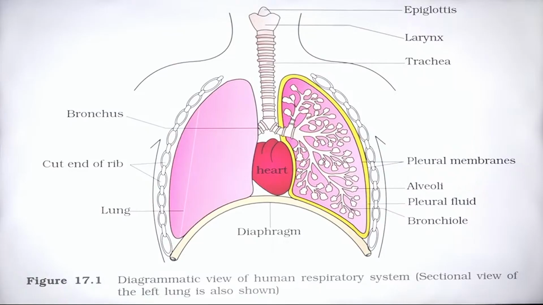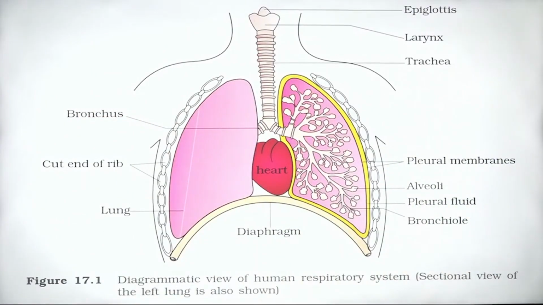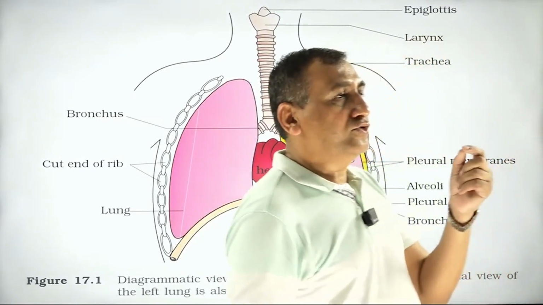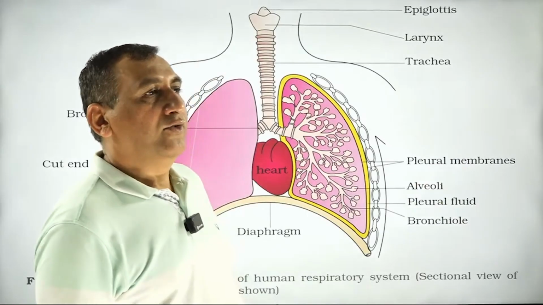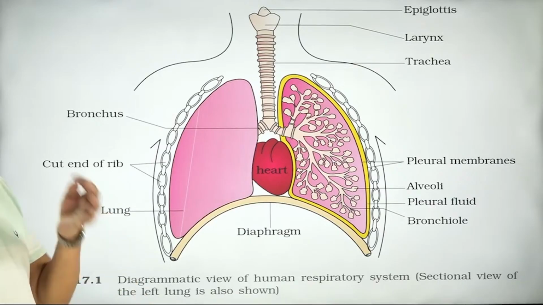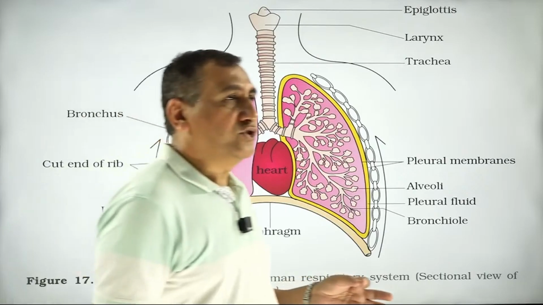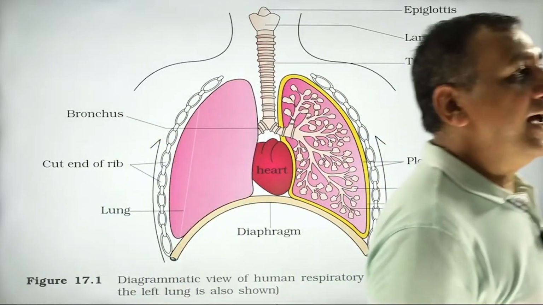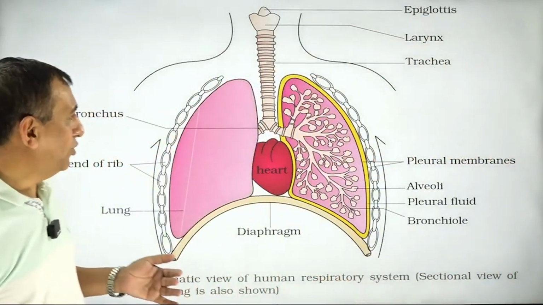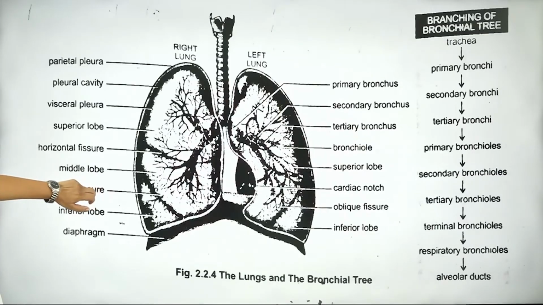Already I explained. Now give me the answer of one question. What is the structural and functional unit of the lungs? What is the structural and functional unit of lungs? Anyone will say, please reply. Yes, Jyoti, very fast. It is the alveoli. Alveoli is the structural and functional unit of the lungs.